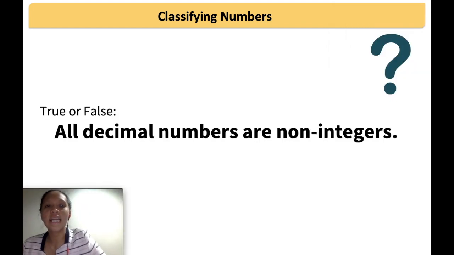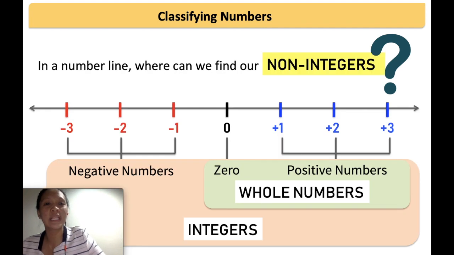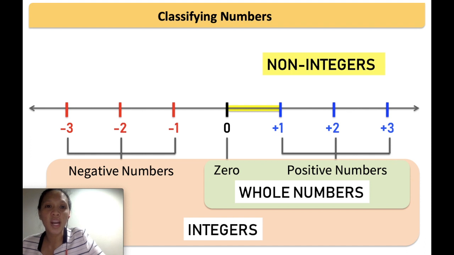True or false, all decimal numbers are non-integers. So, bago natin to sagutin, asan ba ang ating non-integers pagdating sa ating number line? So, here we have our number line from earlier. Ang non-integers natin are actually in between our integers. So, in this case, sa 0 and positive 1, marami tayong non-integers in between. In the same way, between negative 3 and negative 2, marami din tayong non-integers. Okay, so pagdating sa ating number line, ang ating non-integers ay makikita natin in between our integers.